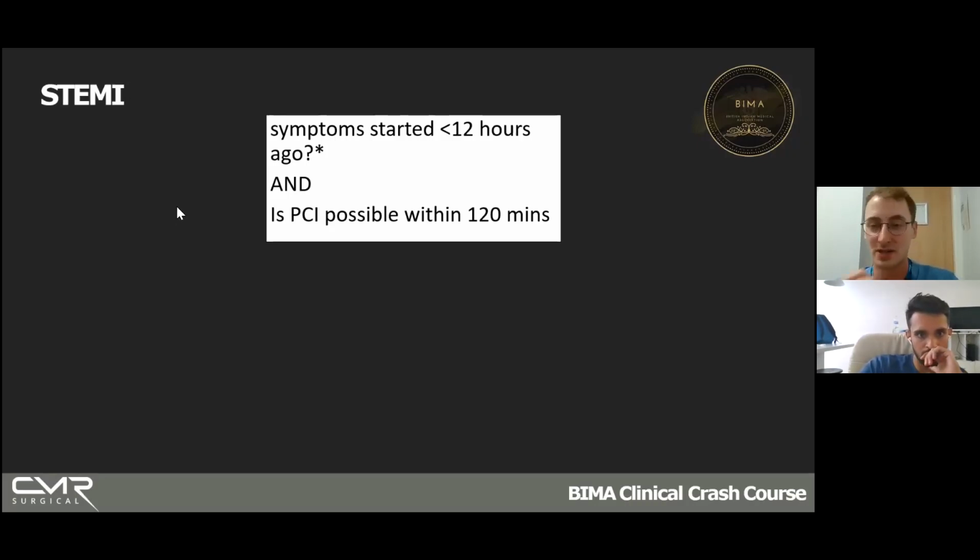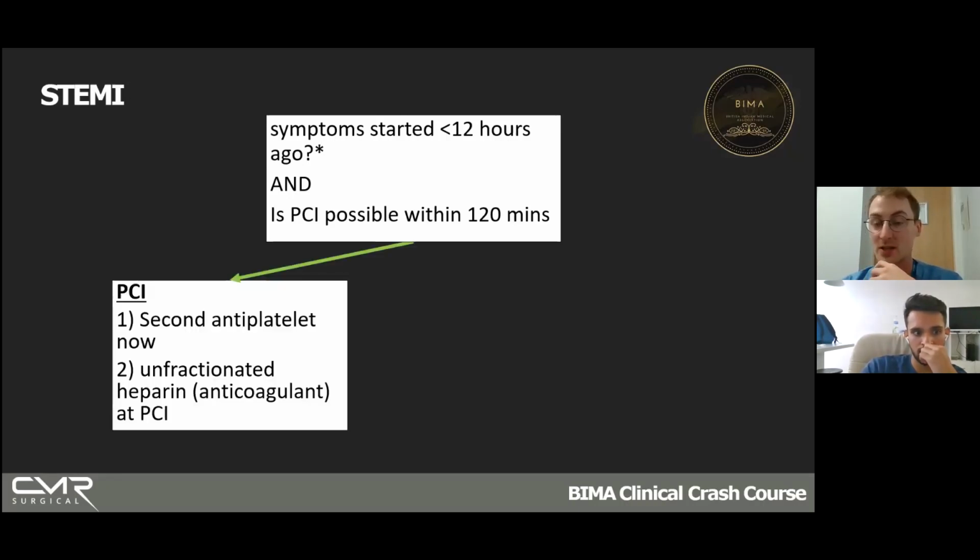The second question is, can you get to a cath lab within 2 hours? I don't know why this time limit exists, to be honest with you. It seems a bit arbitrary. In the UK, most people will be able to. So I work in a district general hospital. We send people with STEMIs straight over to a big tertiary centre with a cath lab that's about a half-an-hour drive. So most people with a STEMI, the answer will be yes. They're within 12 hours.